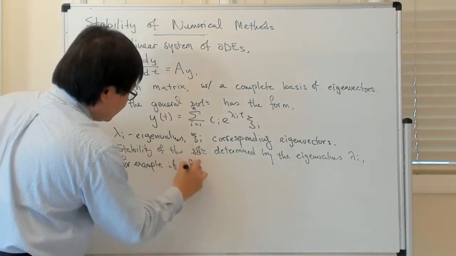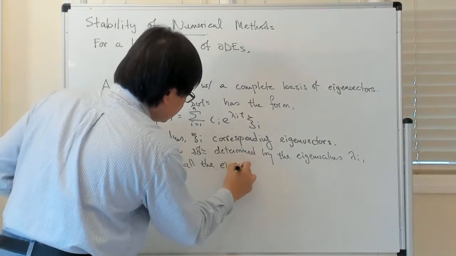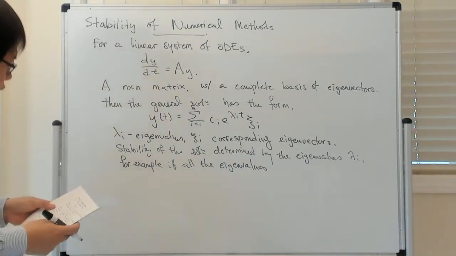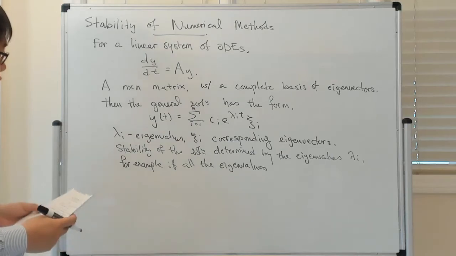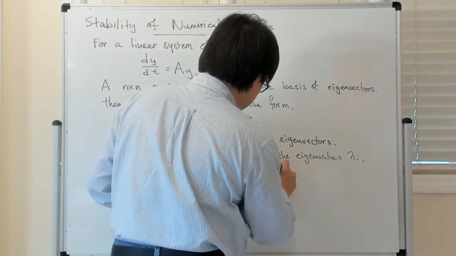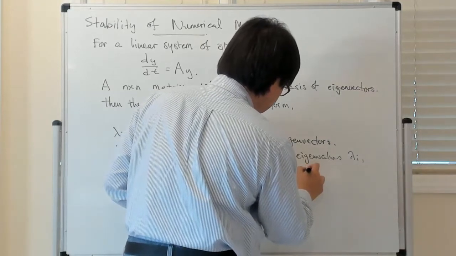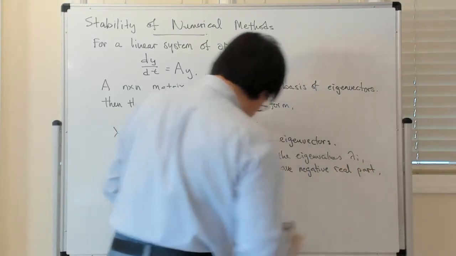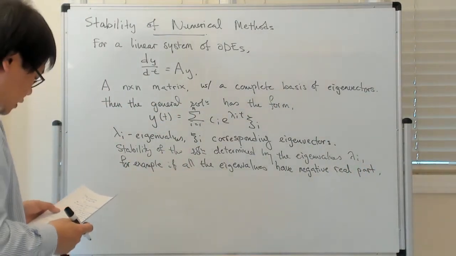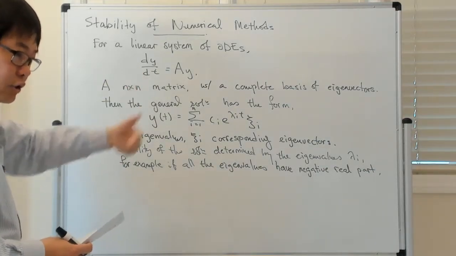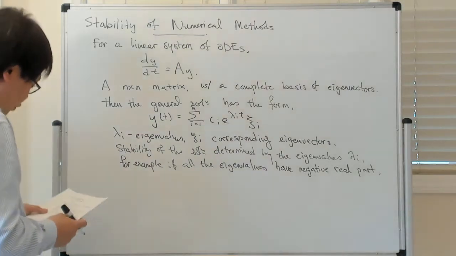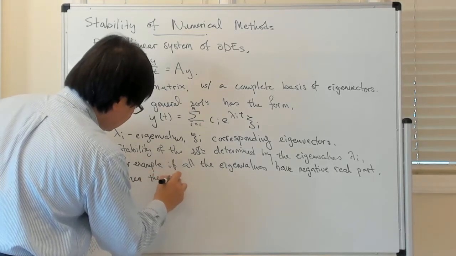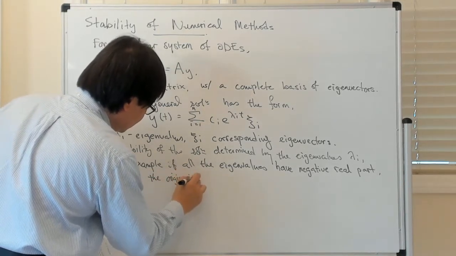if all the eigenvalues have negative real part, which basically means they're in the left half of the complex plane, right? So if they have negative real part, then what that basically means is that the solutions will approach the origin asymptotically, right? So then the origin is asymptotically stable.